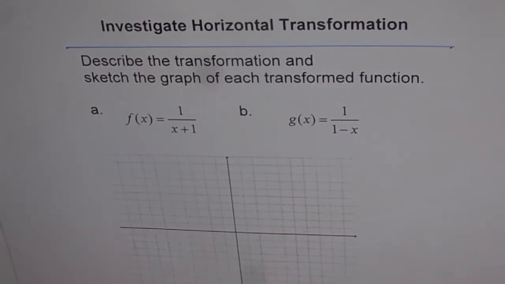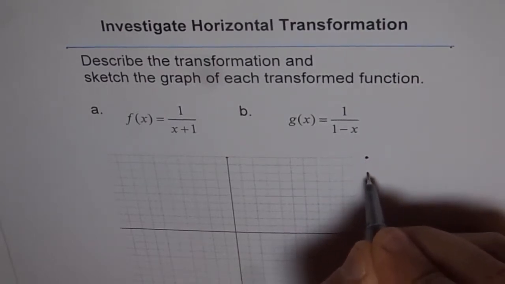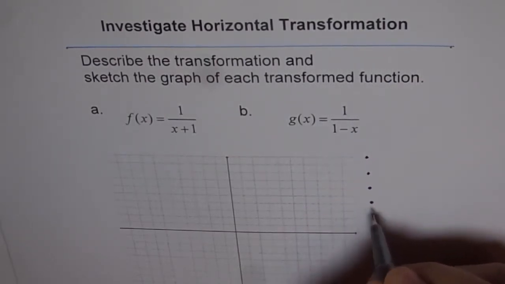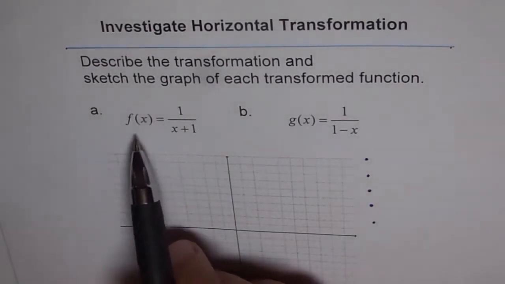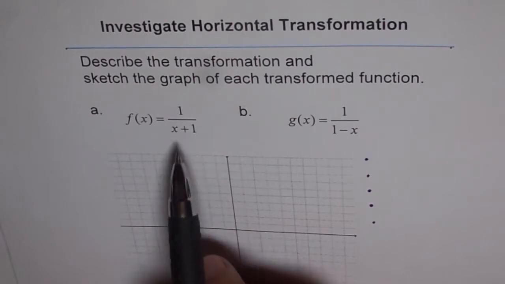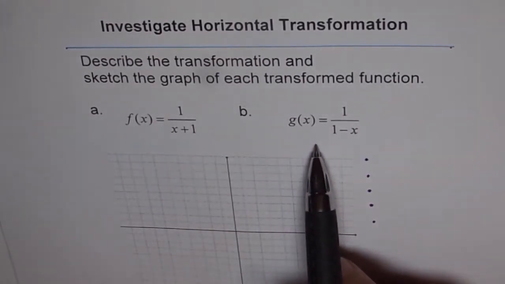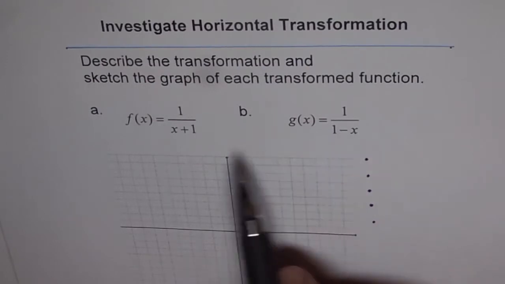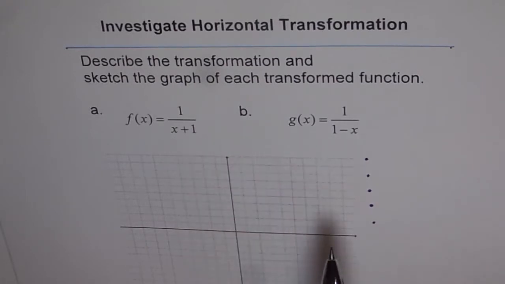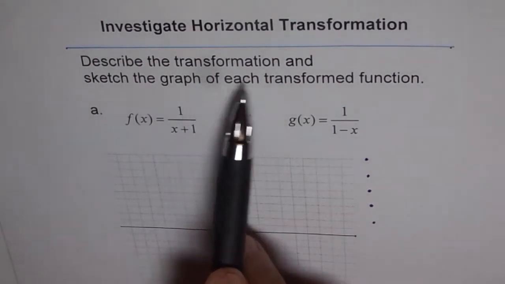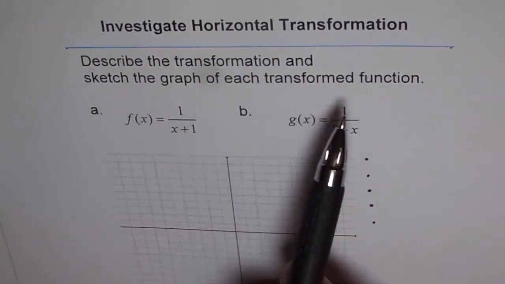So the first step, I'll write down the steps which we are going to do one by one, and then we will sketch a good graph this time. First step is when you look at the function. Here we have two functions. One is f of x equals 1 over x plus 1, and the other one is g of x equals 1 over 1 minus x. They're kind of similar, but there is a reflection in one, not in the other. What are we supposed to do here? We are supposed to describe the transformation and sketch the graph of each transformed function.